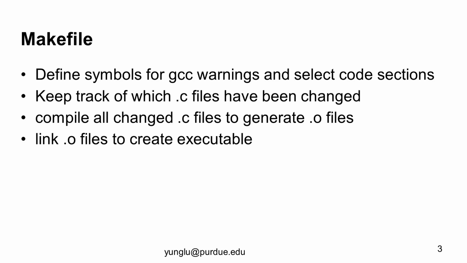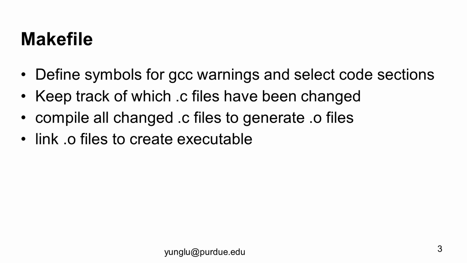This continues the explanation about Makefile. Let's see what Makefile does in the first homework. This is a review from the previous lecture. Makefile can define symbols used for GCC and conditional compilation to select different sections of code. Makefile can keep track of which .c files have been changed and whose object files need to be generated. Makefile can link object files to create an executable file.